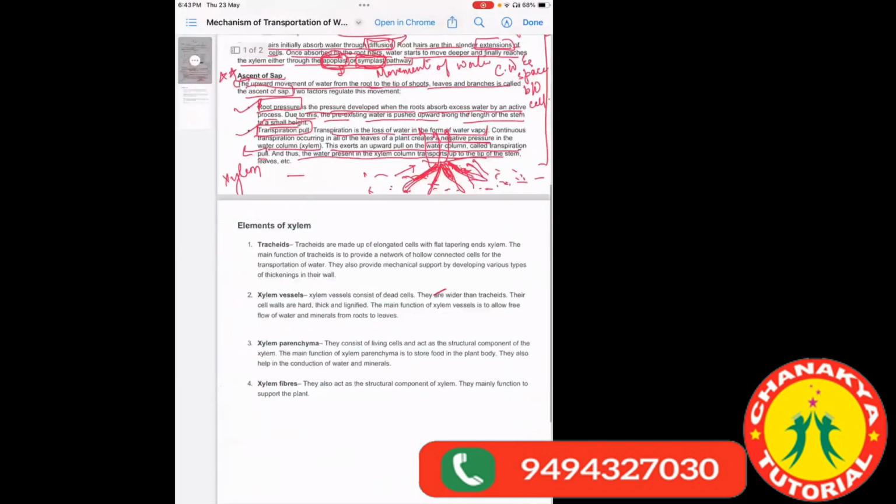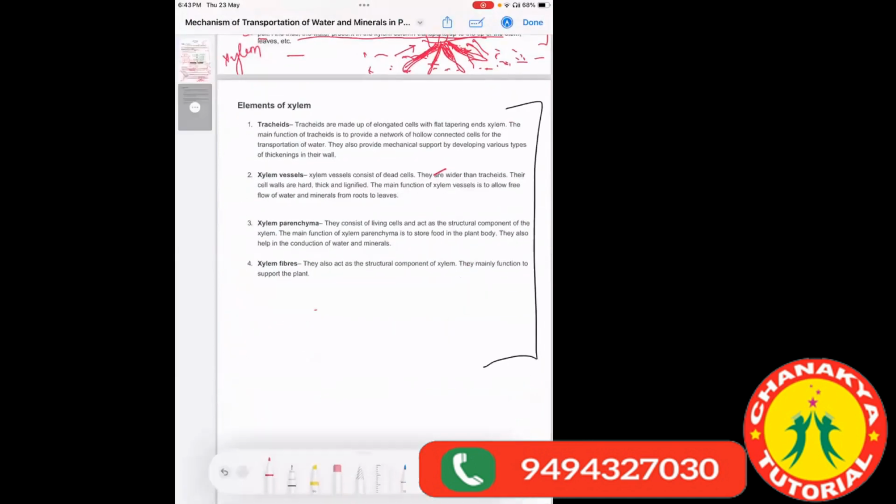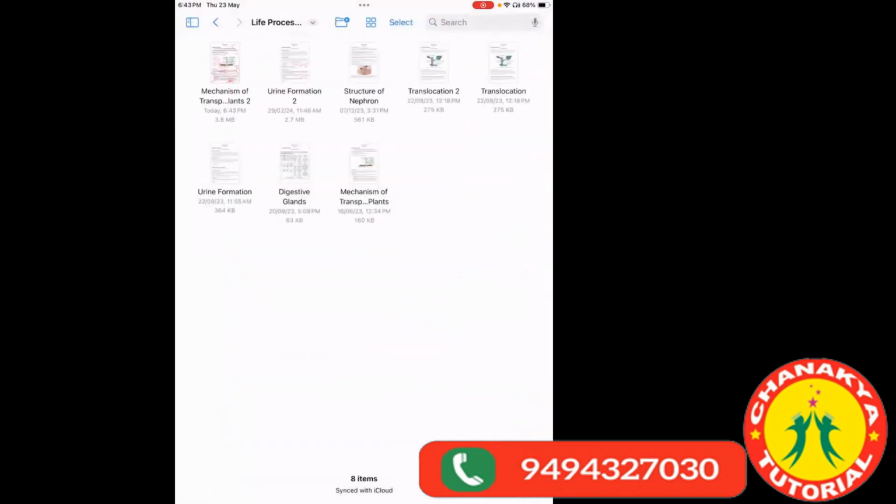Yes, ma'am. This part, children, you should learn on your own. The elements of xylem you should learn on your own, because you have learned them in grade 9 also. So I am not going to touch this part right now. I'll also be sending you these notes, so that you can write in a proper way in your exam, be it your school exam or your board exam. You should write as such.